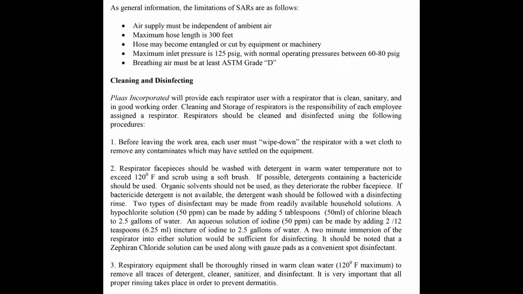Two types of disinfectant may be made from readily available household solutions. A hypochlorite solution, 50 ppm, can be made by adding 5 tablespoons or 50 milliliters of chlorine bleach to 2.5 gallons of water. An aqueous solution of iodine, 50 ppm, can be made by adding 2½ teaspoons, 6.25 milliliters, tincture of iodine to 2.5 gallons of water. A 2-minute immersion of the respirator into either solution would be sufficient for disinfecting.